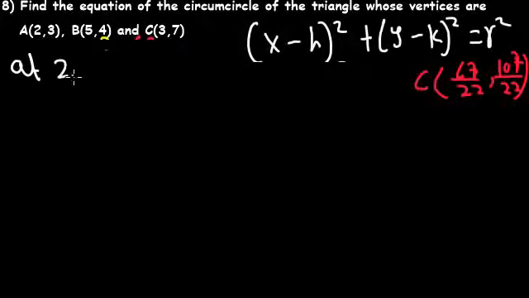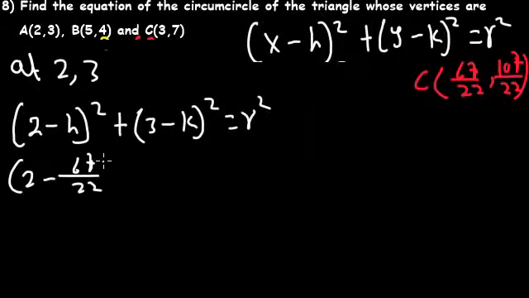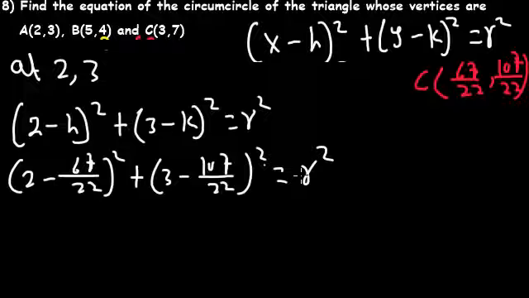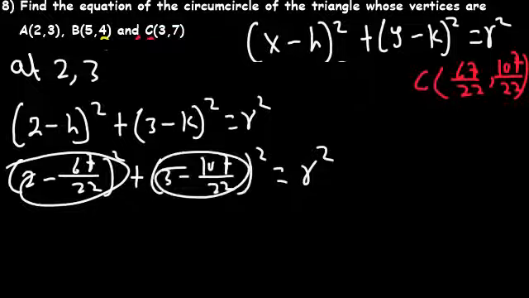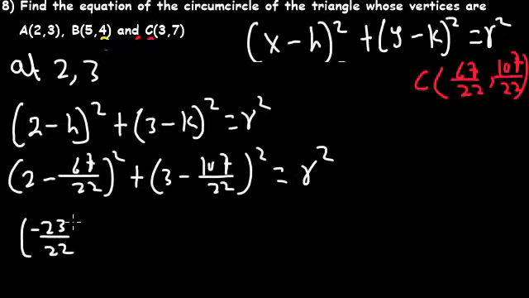So at 2, 3, we have 2 minus h all squared plus 3 minus k all squared equals r squared. Now we have the value of h and k. So therefore we have 2 minus 67 over 22 all squared plus 3 minus 107 over 22 all squared equals r squared. To keep things straightforward, I would like to type everything into the calculator, but let me do it individually. So what exactly is 2 minus 67 over 22? When I type that into my calculator, I got negative 23 over 22, all squared.